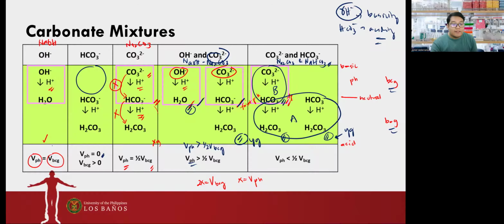Next, on another flask, if we make use of the bromcresol green indicator, all the bicarbonate ions will be converted to carbonic acid when enough standard acid was used to fully exhaust all the bicarbonate ions. So, dito pa lang natin makikita si yellow-green kapag lahat na ng bicarb ay na-convert to carbonic acid. So, if the volume relationship is VPH is equal to 0 and VBCG is greater than 0, ibig sabihin, we are sure that the component present in our carbonate mixture is only sodium bicarbonate.